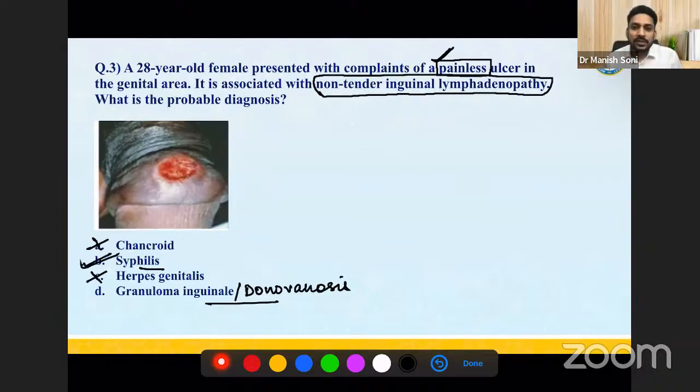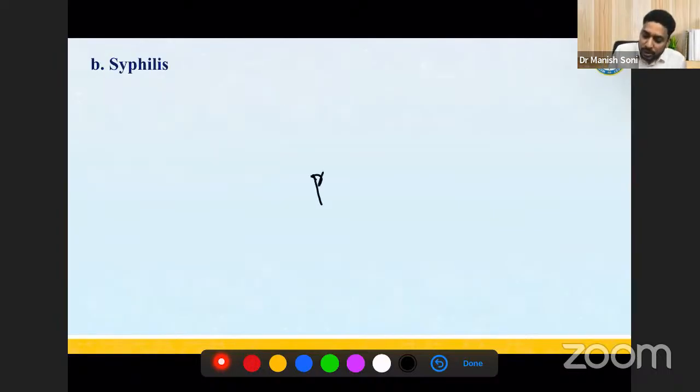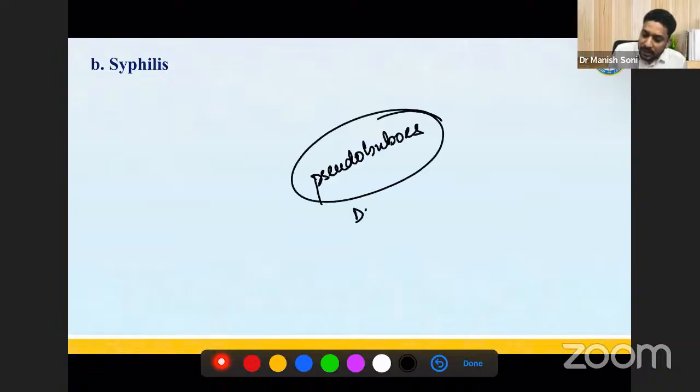And why is it not donovanosis? Because in donovanosis, no lymphadenopathy is seen. So here it is mentioned that lymph nodes are enlarged, but no lymphadenopathy is seen in donovanosis. So that's why donovanosis is also not the answer. And if there are swellings present in inguinal areas in a case of donovanosis, that is not lymph nodes, but what do we call them? We call them pseudobubos. So pseudobubos are seen in donovanosis. Okay. So remember, these are a few characteristics of these genital ulcers which will help you remember in the examination.